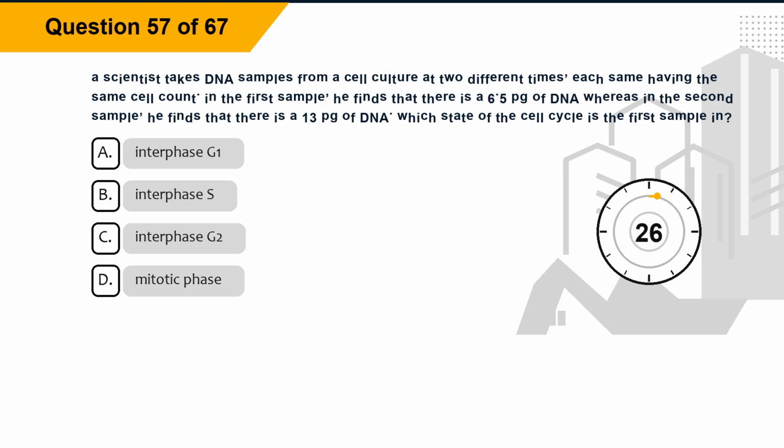Question 57. A scientist takes DNA samples from a cell culture at 2 different times, each having the same cell count. In the first sample, he finds that there is 6.5 pg of DNA, whereas in the second sample, he finds that there is 13 pg of DNA. Which stage of the cell cycle is the first sample in? Option A. Interphase G1. Option B. Interphase S. Option C. Interphase G2. Option D. Mitotic phase.